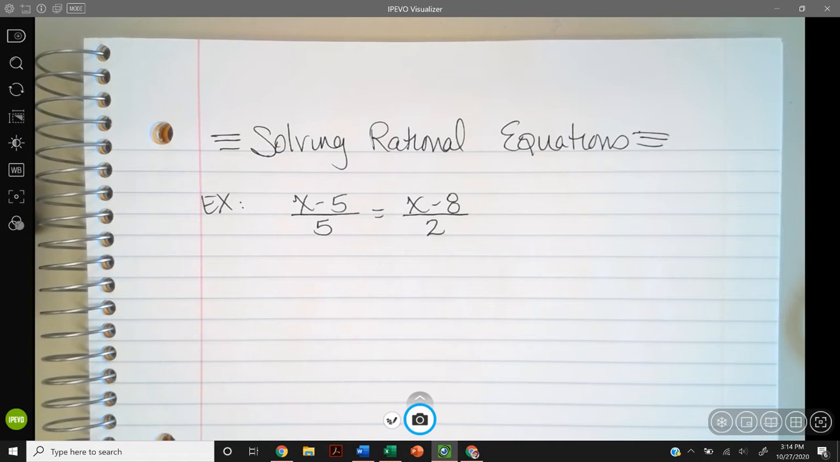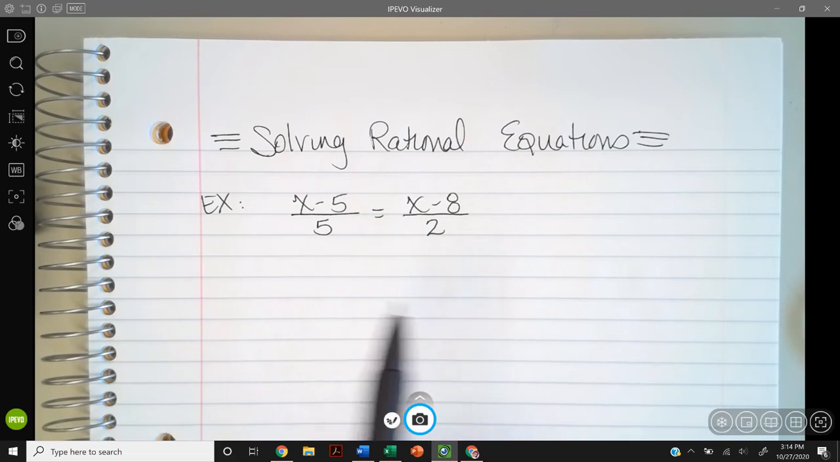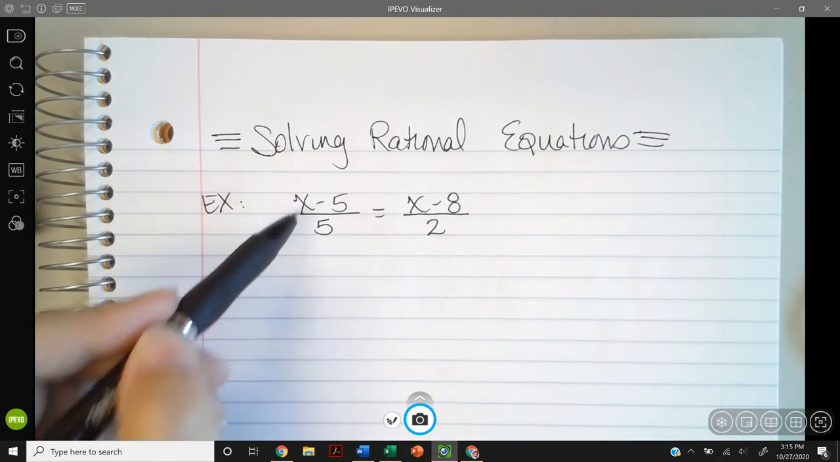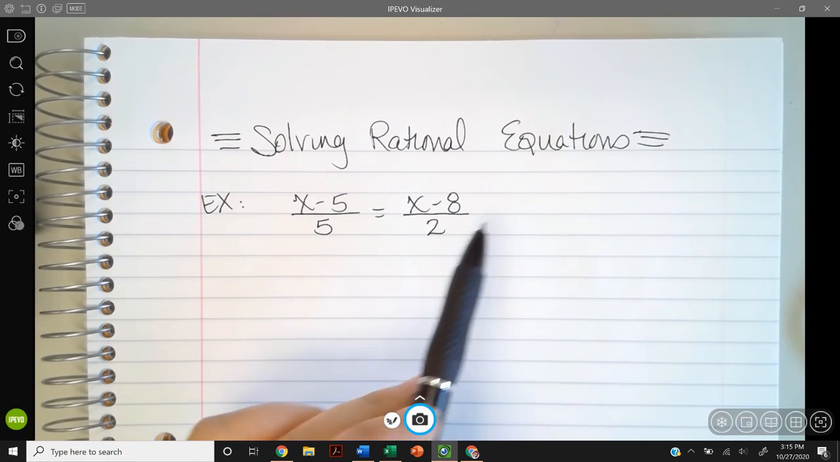All right, you guys, welcome to our first day of solving rational equations. We are going to progressively move through the solving process, and it has to do with the way that the equations could be presented to you. This is our first and most simple form of an equation, where you have a fraction equals a fraction, and we need to solve for x.